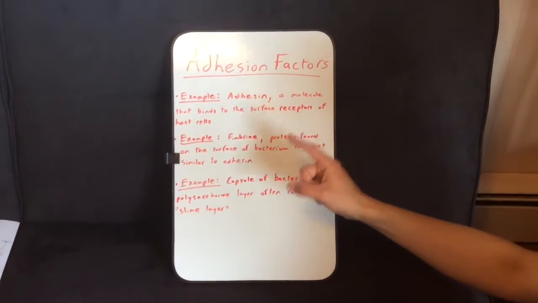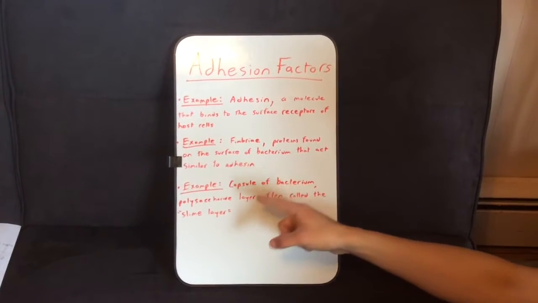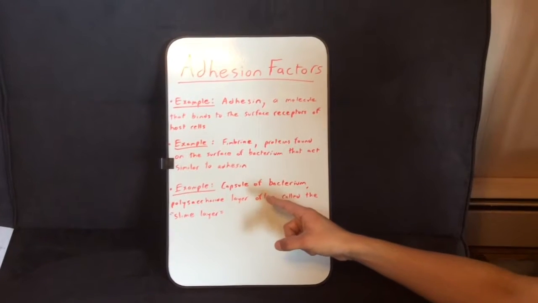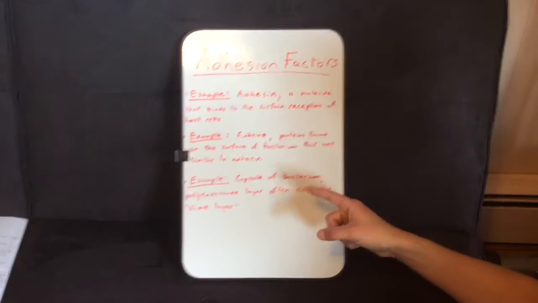One more example of adhesion factors is the capsule of bacterium. This is a polysaccharide layer of the cell envelope, often called the slime layer. This is an example of non-specific adherence.